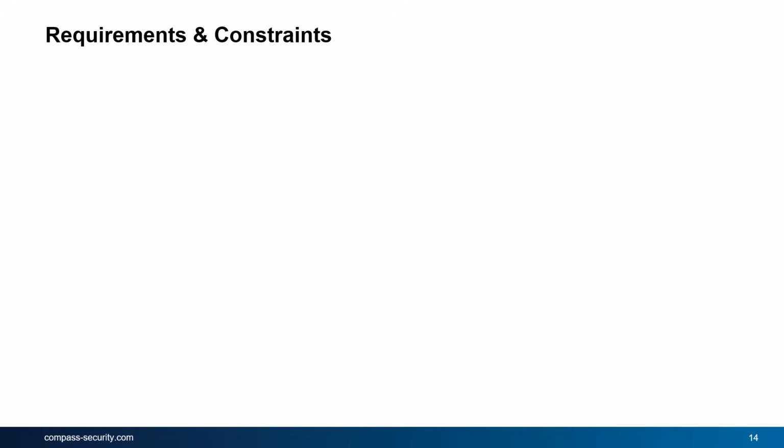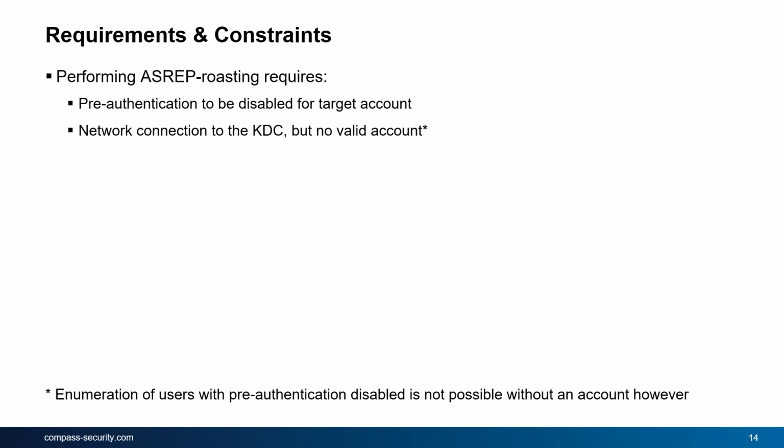Now onto the requirements and constraints for this attack. For performing AES-rep roasting, we have learned that there has to be some account where Kerberos pre-authentication is disabled. Without this configured, there is nothing you can do. So out of the box, none of the users in a domain are vulnerable to AES-rep roasting, but as soon as you disable pre-authentication, this will be the case.